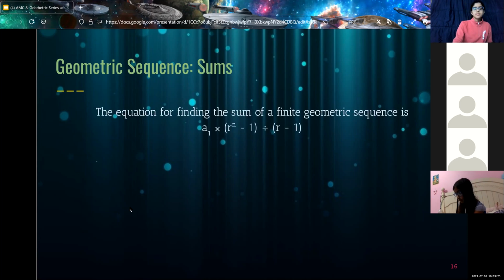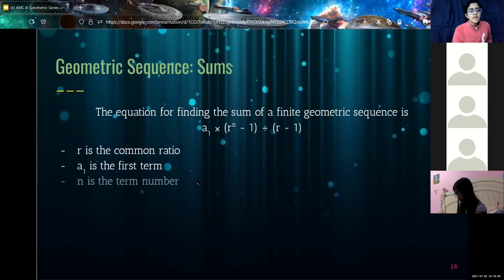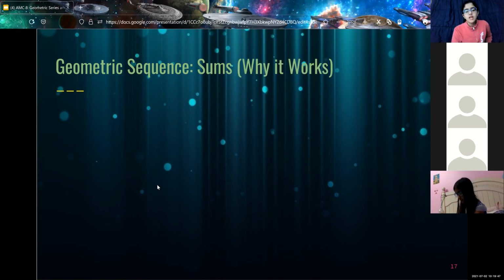Okay. So sums. The equation for finding the sum of a finite geometric sequence is a1 times r to the power of n minus 1 divided by r minus 1. So r is the common ratio, and a1 is the first term, n is the term number, and so the 9th term would have n equals 9.